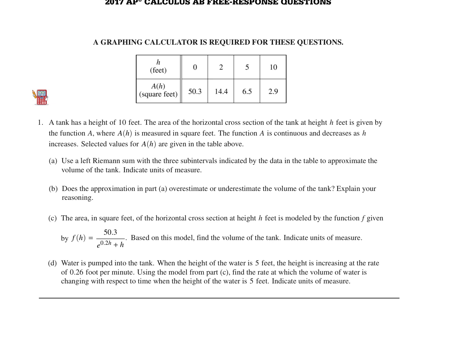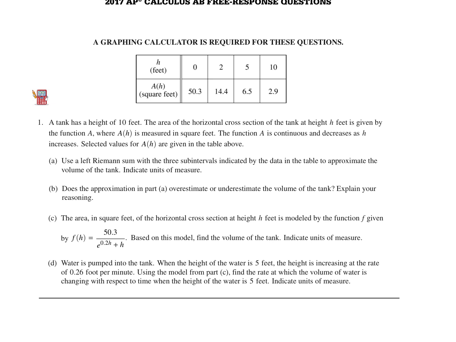A decreases as H increases. That means that the area of the cross-sectional slices gets smaller the higher up you go in this tank. So this tank is narrowing as we go up. Selected values for the area based on the height are given in the table.